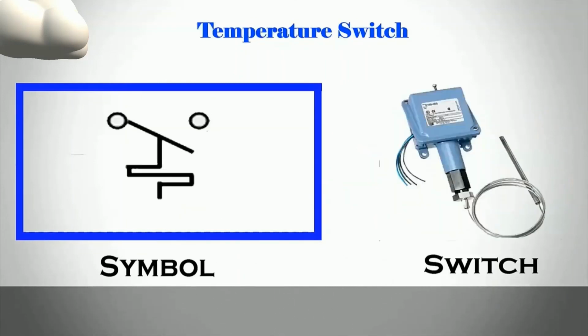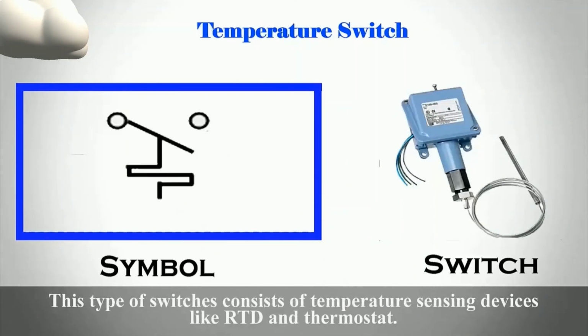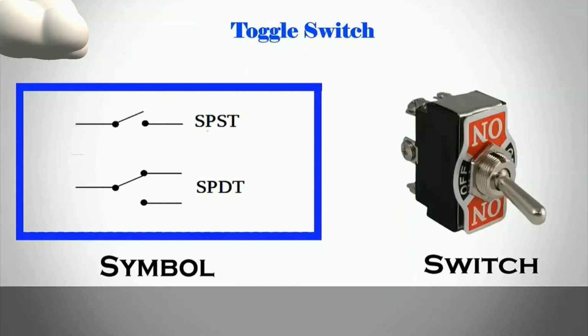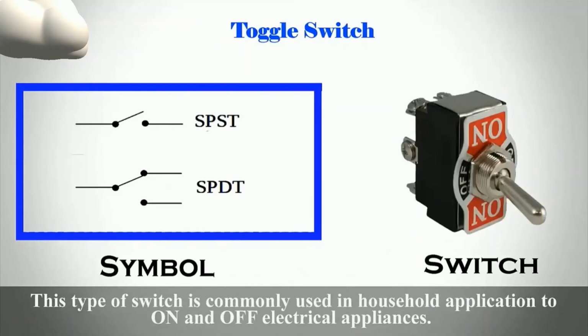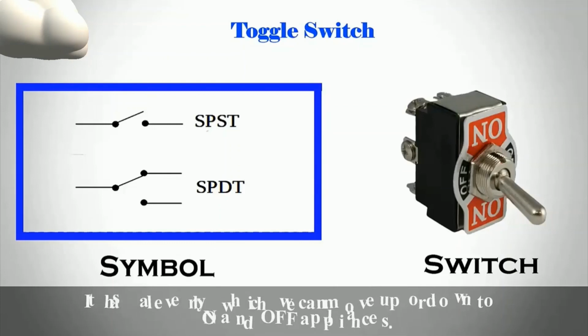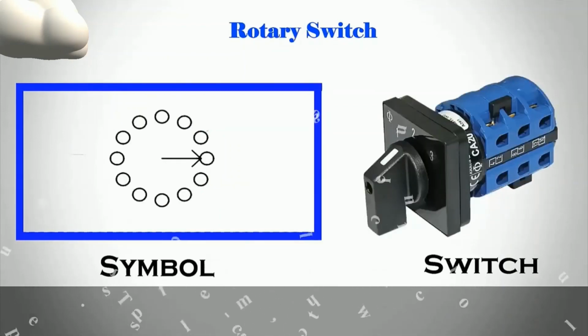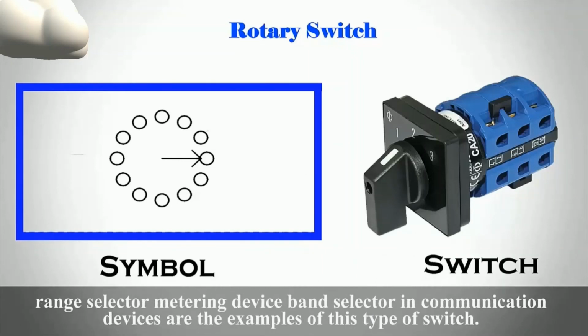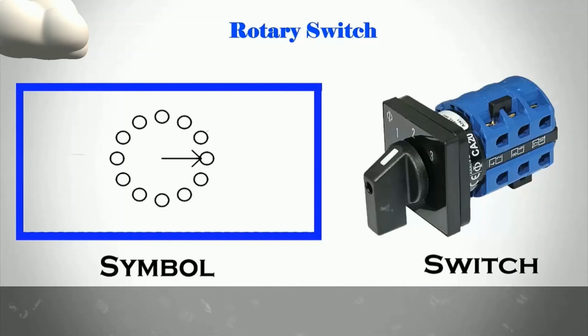Next is the temperature switch, which consists of a temperature sensing device like an RTD and a thermostat. The switch operates according to the value of measured temperature. Next is the toggle switch. This type of switch is commonly used in household applications to turn electrical appliances on or off. It has a lever which we can move up and down to turn the appliance on or off. Rotary switch. This type of switch is used to connect one line with one of many lines. Examples include the knob of a multimeter channel selector, range selector, metering device, band selectors, and communication devices.